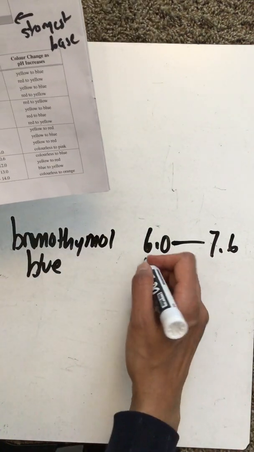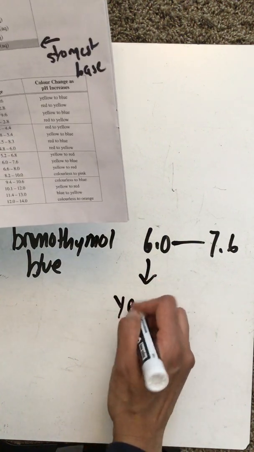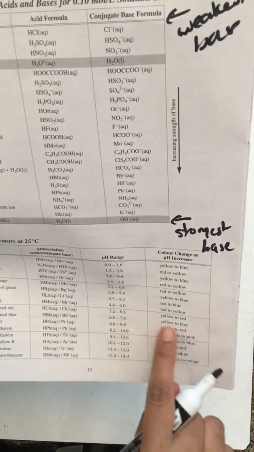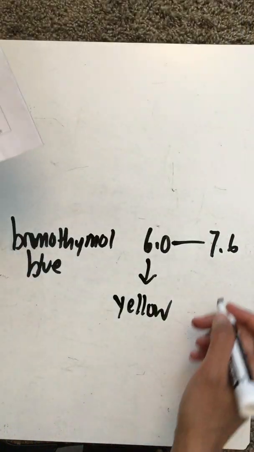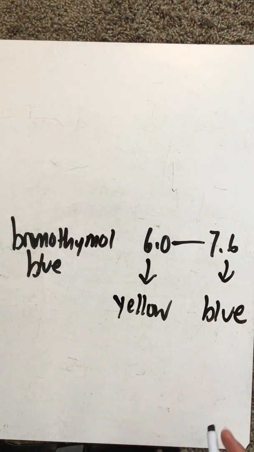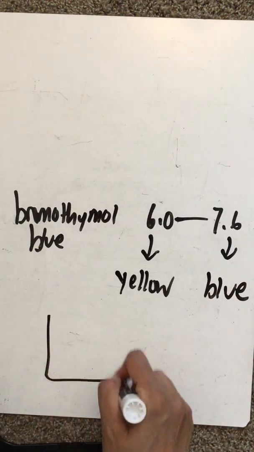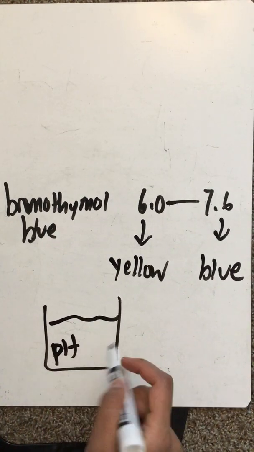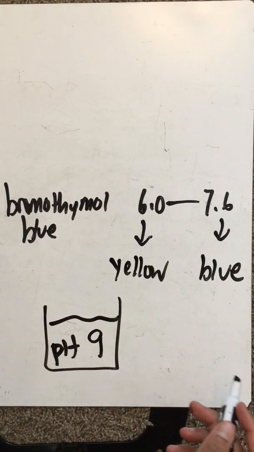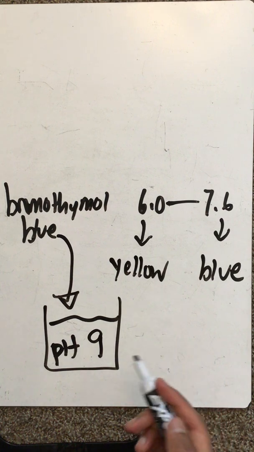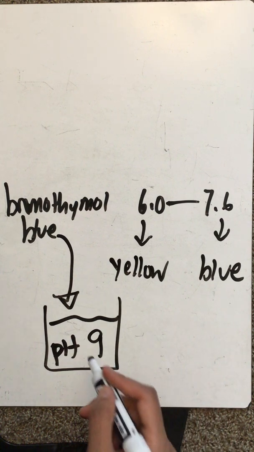So that means that at 6.0, it's yellow. See how at 6.0, it's yellow. And then at 7.6, it's going to be blue. Right? And what does this mean? That means if you have a solution, and let's say the solution has a pH, I don't know, of 9, and you add the bromothymol blue in this solution. If you add this bromothymol blue, then what's going to happen is, what color will this be?